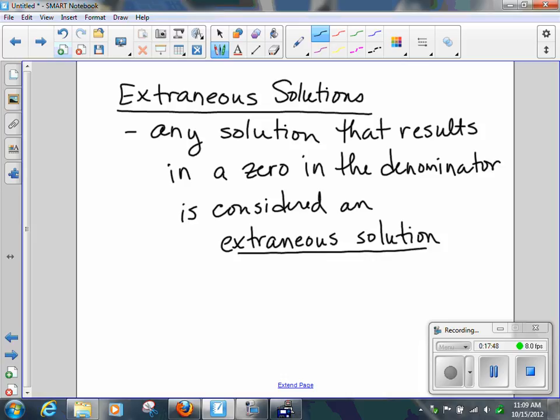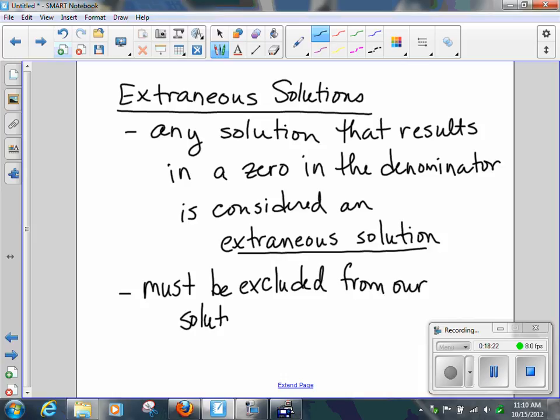And this may be the terminology that you see on an SOL. It's about 2 sentences in your textbook, which we never look at, okay? It is important, but it's just 2 sentences in your textbook. Another point we need to make about extraneous solutions is it must be excluded, not included, from our solution set, which is just our list of solutions.